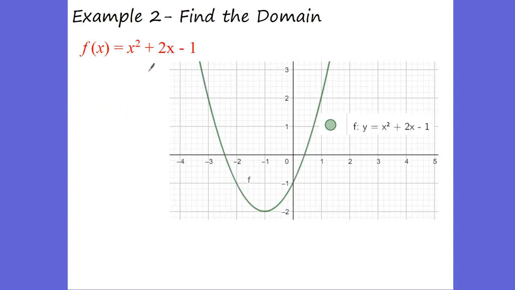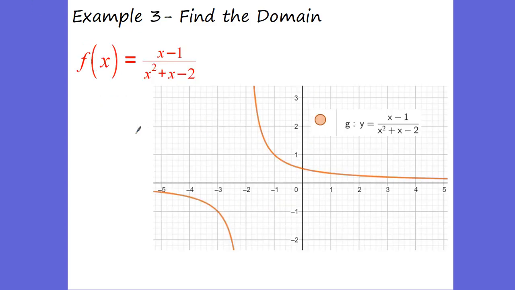We have x squared plus 2x minus 1. Obviously, you can take a look, this is a parabola, a quadratic. Do I have any denominator? No. Do I have any square roots? No. Do I have any logarithms? No, which means the domain for this function is all real numbers. You can plug in x values all the way from negative infinity to positive infinity, and you will get a y value. So the domain is all real numbers, negative infinity to positive infinity. Let's go to example number 3.